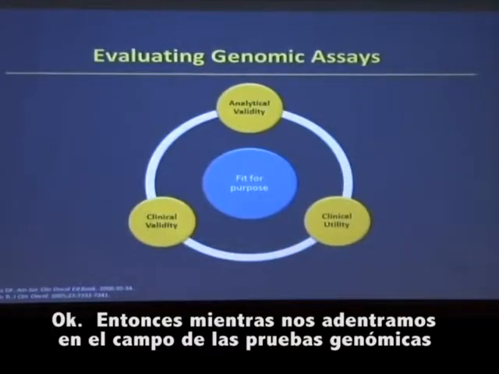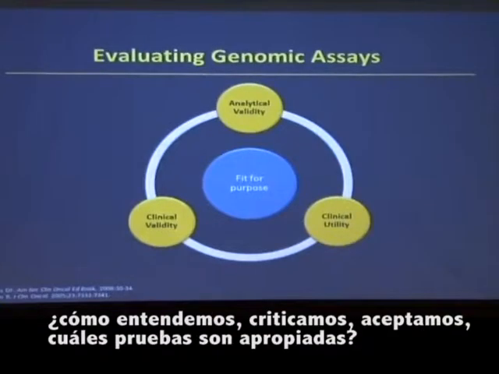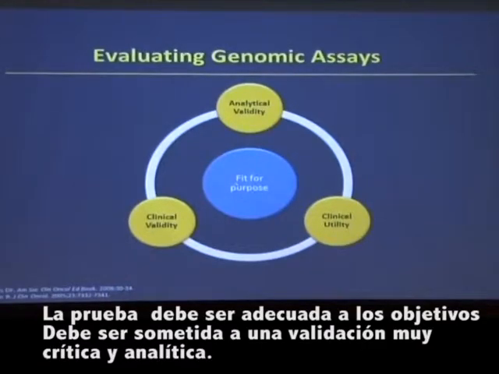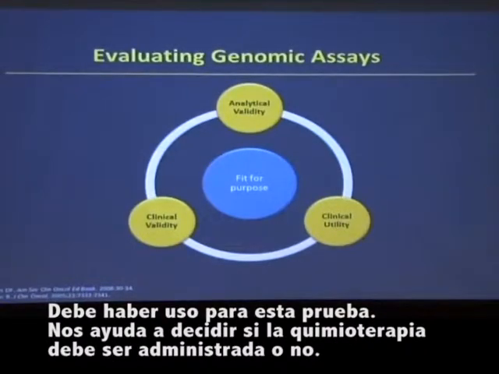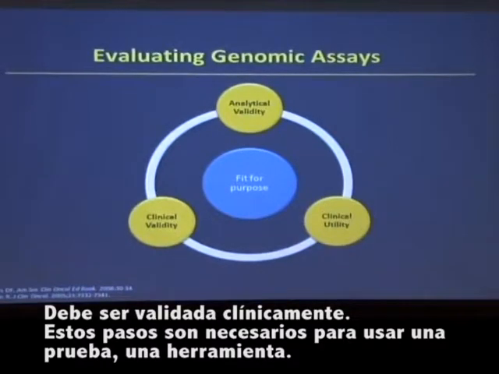Okay, so as we step into the realm of genomic assays, how do we understand, critique, and accept what assays are appropriate? So the assay has to be fit for purpose. It has to undergo very clear analytical validation. It has to undergo rigorous testing, very straightforward. It has to have clinical utility. There has to be use for this assay. Does it help us decide whether chemotherapy should be given or not? It has to be validated clinically, okay? So these steps are necessary for us to employ or to use a test, okay, a tool.